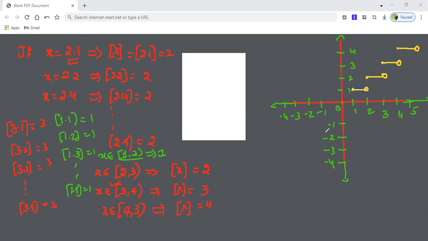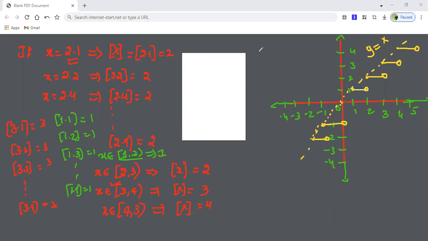Similarly, when you come to the left hand side, -1 will be included and this end won't be included. In the next interval, -2 will be included, and this end won't be, and so on it continues. If you take a line passing through the origin, this denotes y is equal to x. It's a line passing through the origin. So this denotes the greatest integer function graph, and this is how the greatest integer function graph looks.